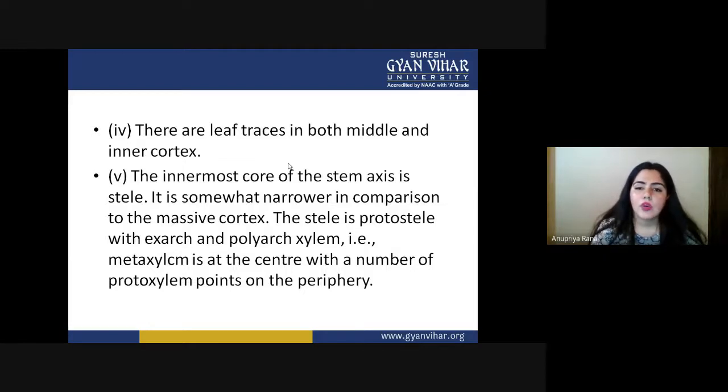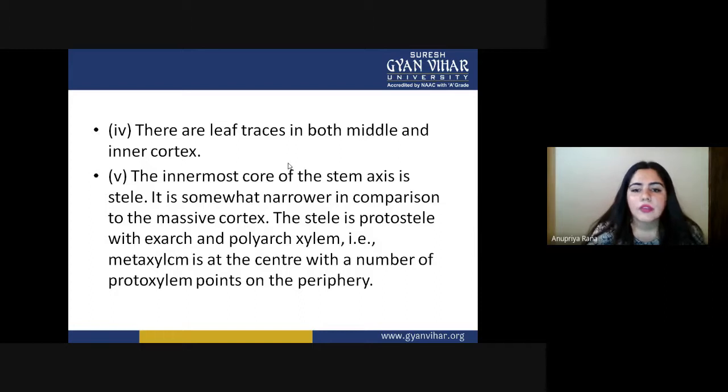The stele was a protostele with exarch and polyarch xylem. Exarch means development always proceeds towards the outside. That is rare, because mostly inside the stem the vascular bundle is present in the endarch condition. Only in roots do they form as exarch, but here the xylem, or you can say the stele, is present in the exarch condition, and polyarch xylem means multiple protoxylem points in the condition.